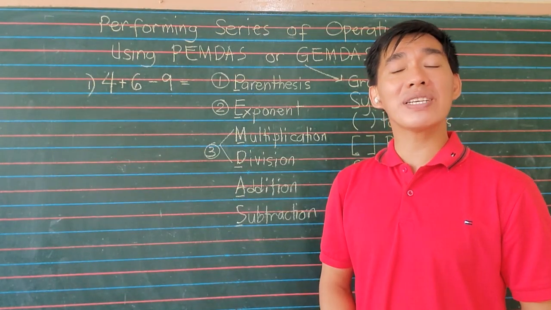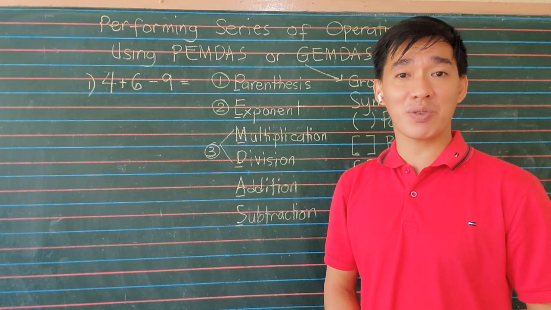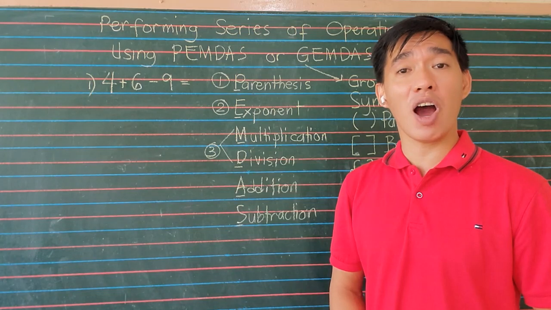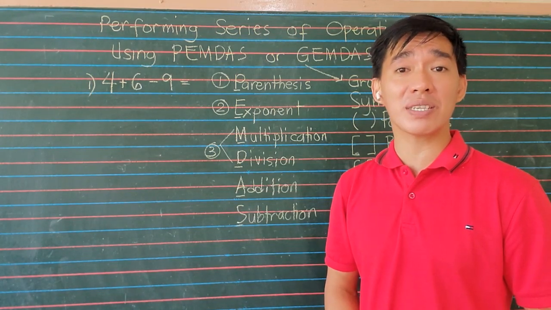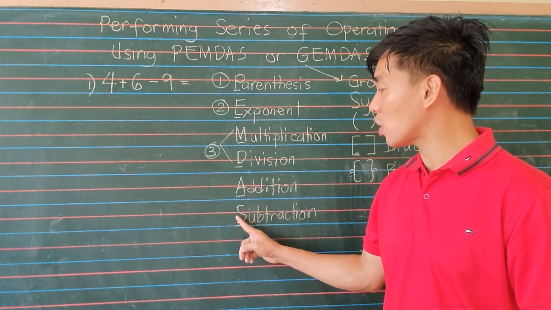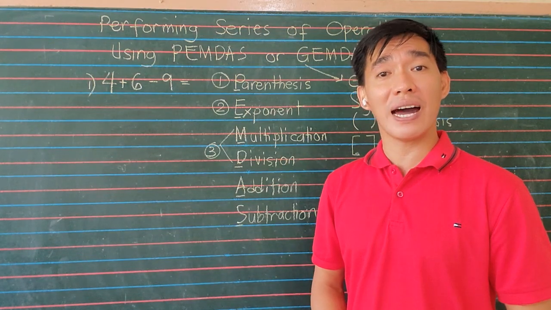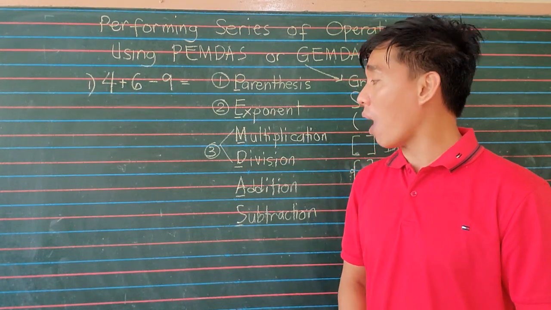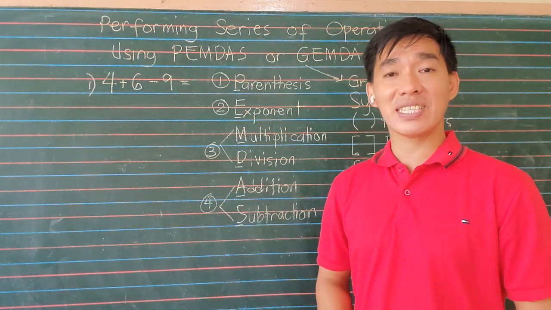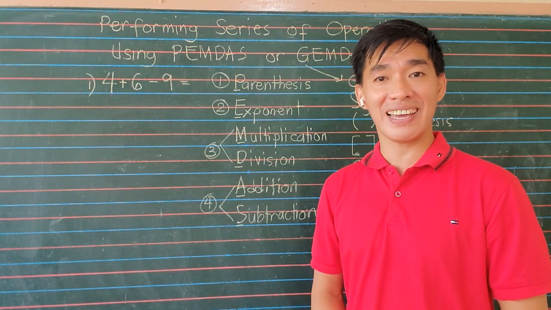Same true with our step number 4, between addition and subtraction. For the fourth step, or the last step in operating numbers with series of operations, whichever comes ahead, addition or subtraction, from left to right, should be done first. So our fourth step is between addition and subtraction, which comes first from left to right, should be done ahead.